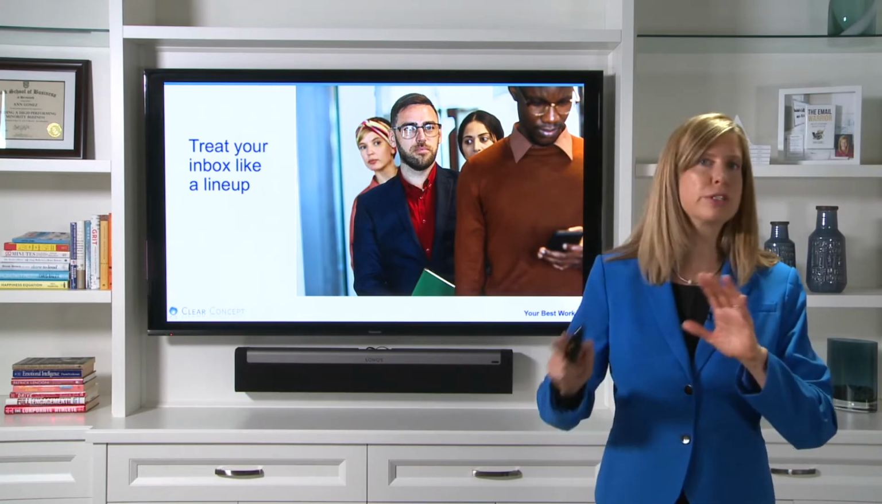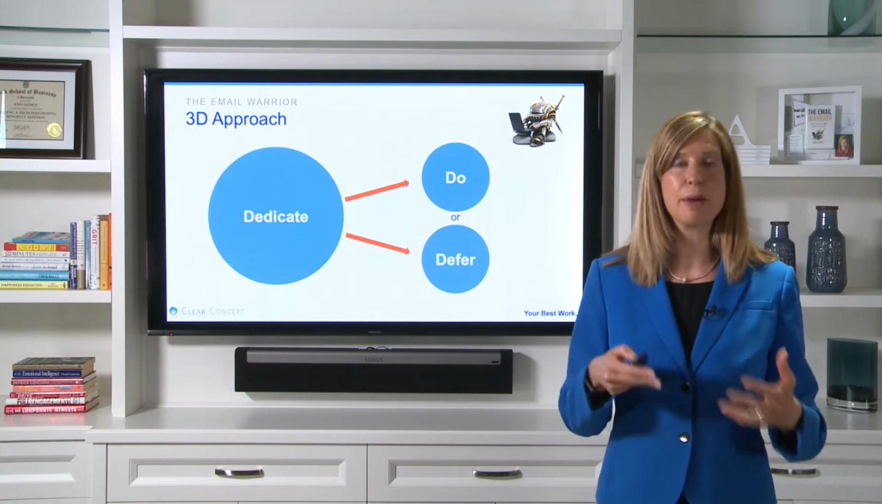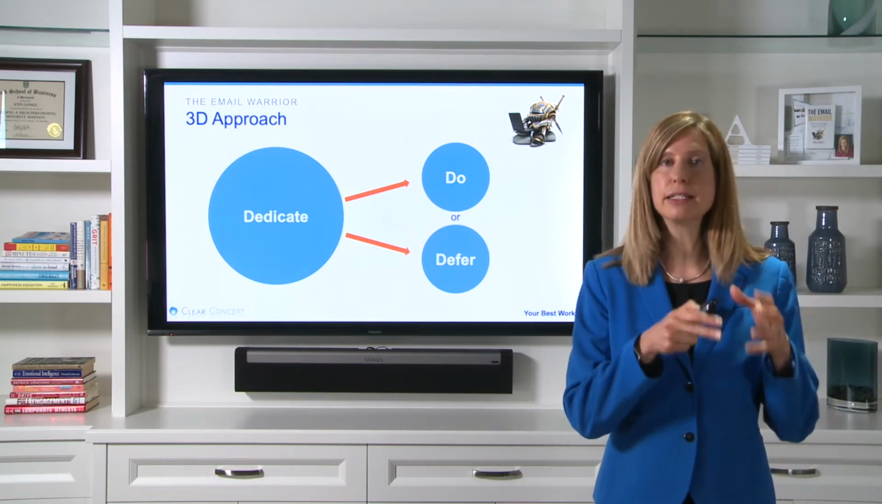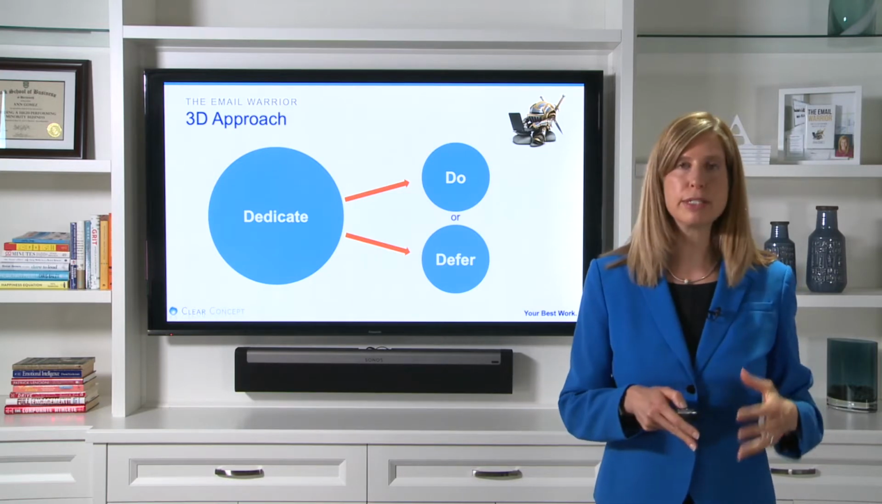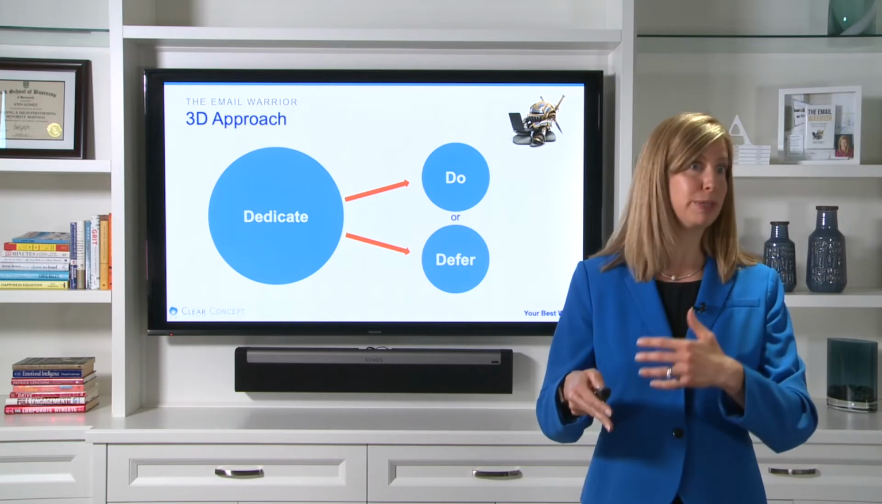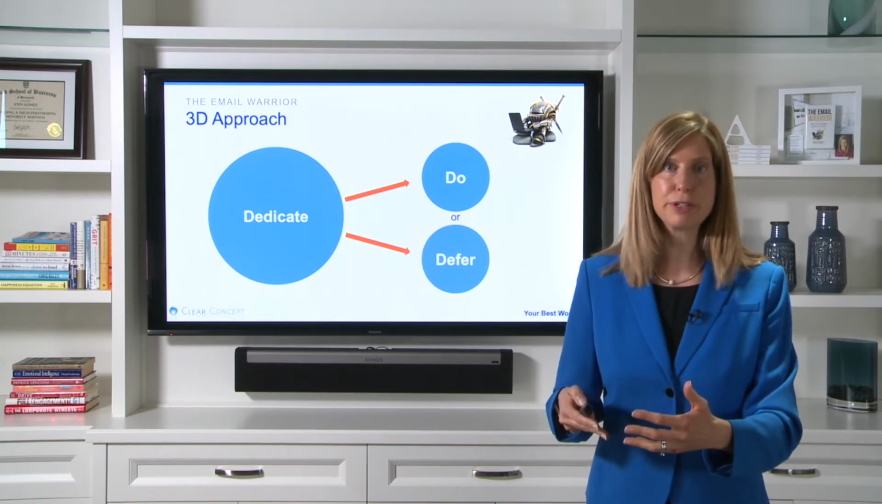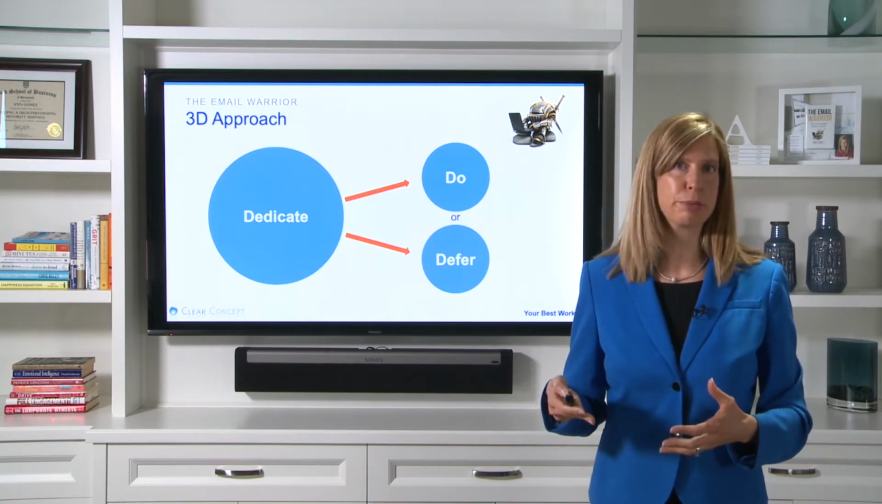Now, of course, there are a lot of nuances there. So in this session, I'll teach you how to adopt the 3D approach, where we dedicate specific blocks of time to email throughout our day. You decide on that frequency. We use the do it now approach, so we're not being redundant and reading any email multiple times, and we're deferring the bigger chunks of work as appropriate.